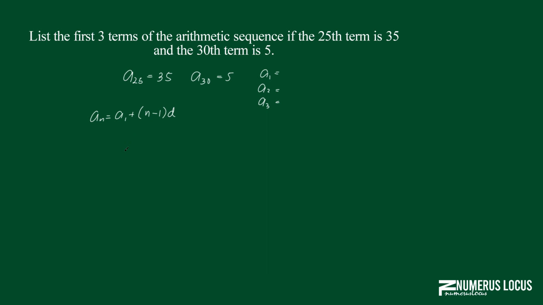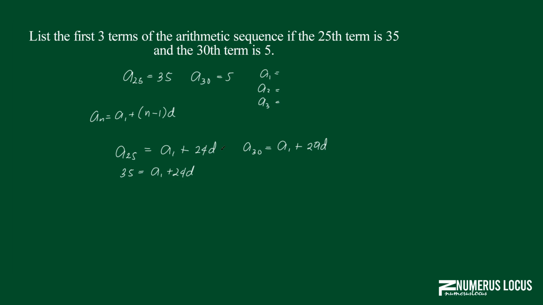From here, we can rewrite a of 25. Our 25th term is a of 25 equals our first term, which we do not know, plus 24d. And since we know that a of 25 is 35, we can rewrite this equation as 35 equals a of 1 plus 24d. At the other side, we can also rewrite a of 30 is equal to a of 1, which we still do not know, plus 29d.